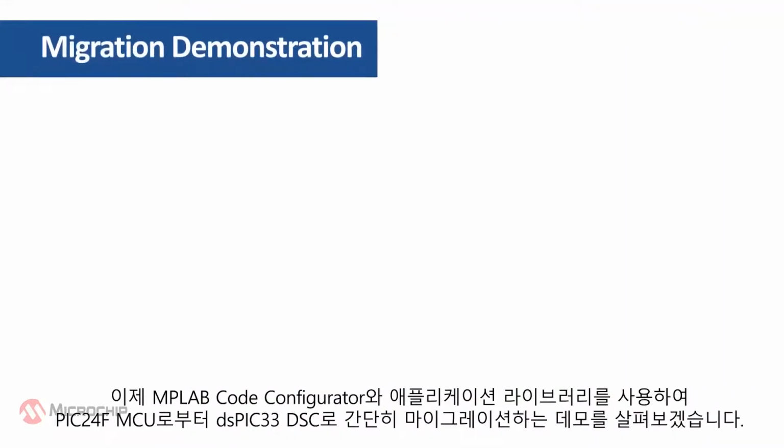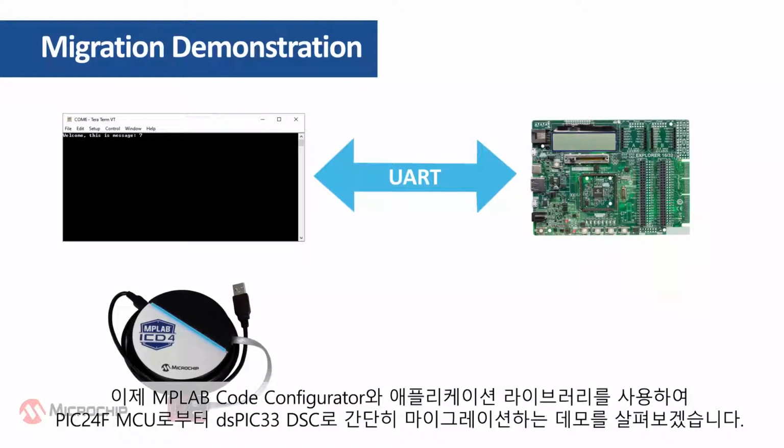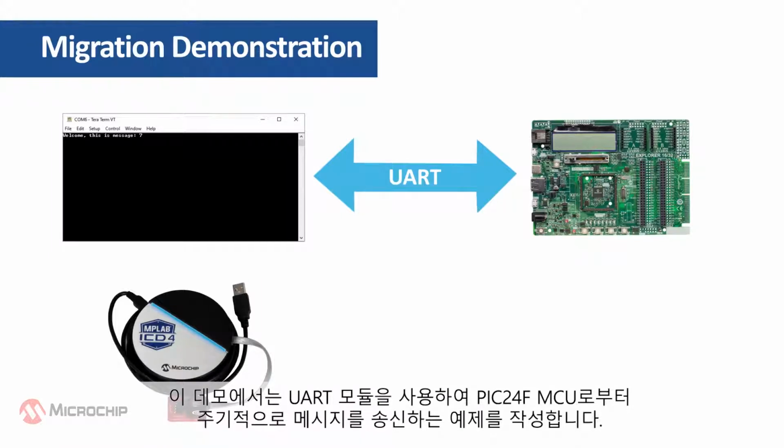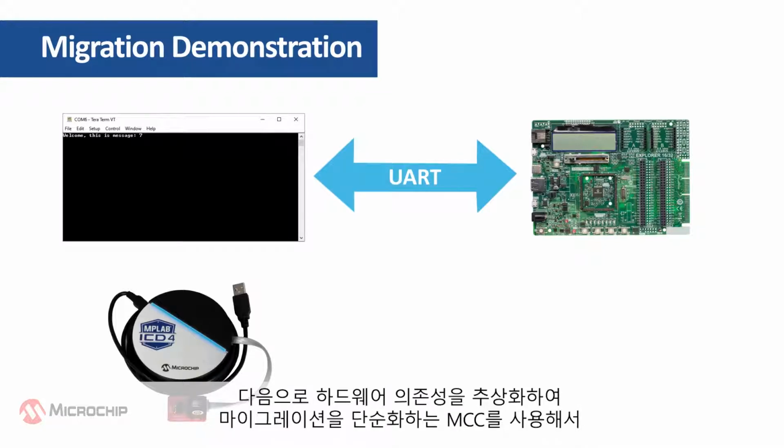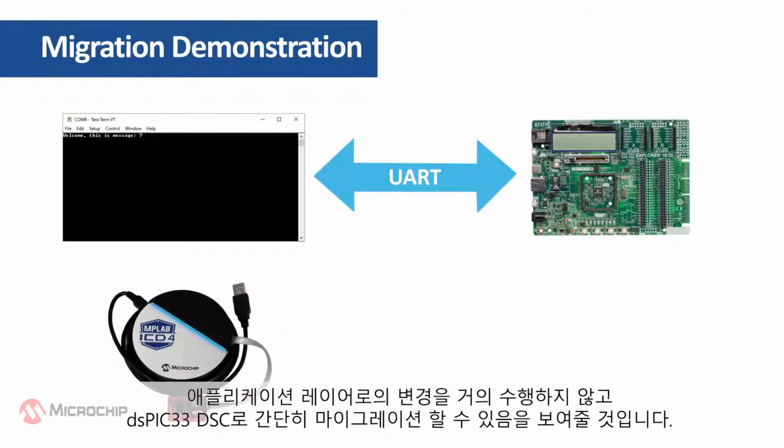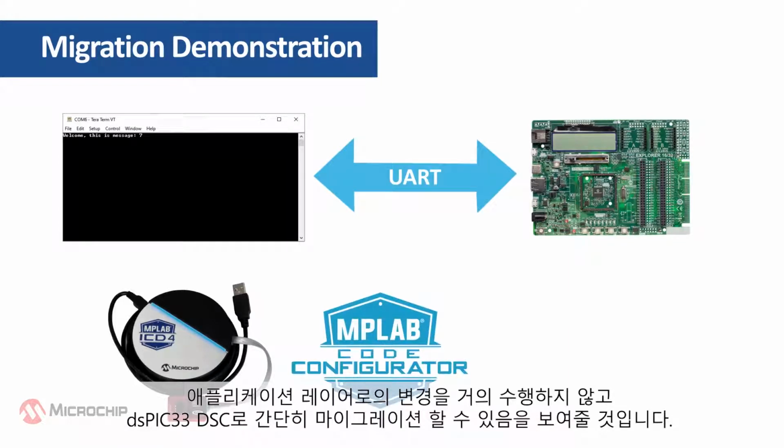We will now demonstrate the ease of migration from a PIC24F MCU to a dsPIC33 DSC using MPLAB Code Configurator and the associated application libraries. In this demo, we'll create an example that uses the UART module to periodically transmit a message from a PIC24F MCU. We will then show the ease of migrating to a dsPIC33 DSC with almost no changes to the application layer using MCC, which abstracts hardware dependencies and simplifies the porting.